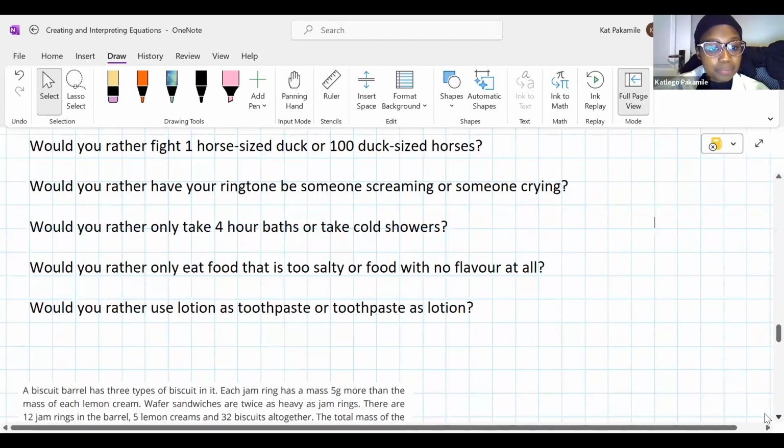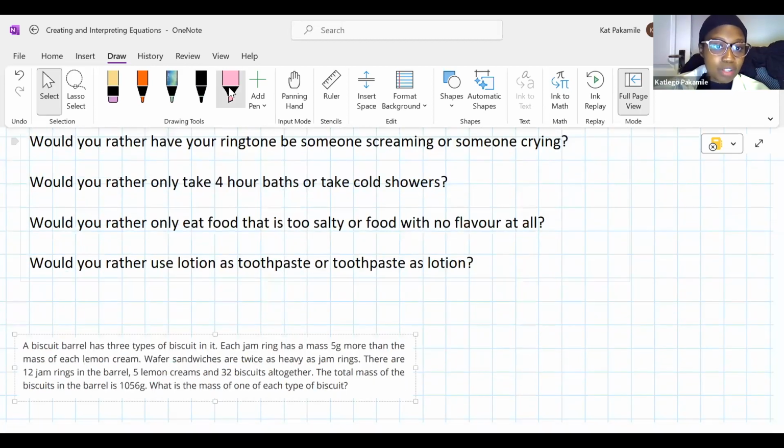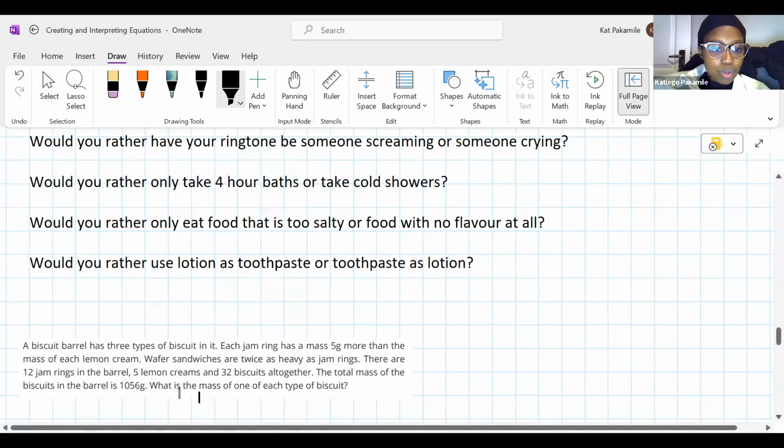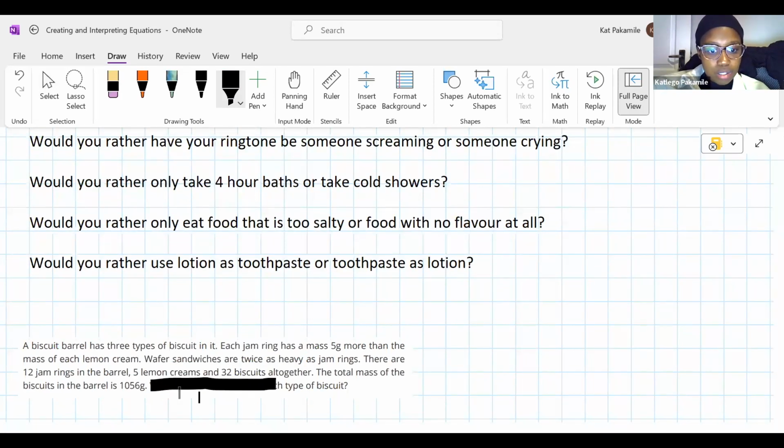Okay. Now we're getting into some interesting stuff, right? Let me do this. We don't want the mass of each one. We just want to create an algebraic equation that represents this information. There we go. Okay, who's gonna do this one with me? We still have some time.